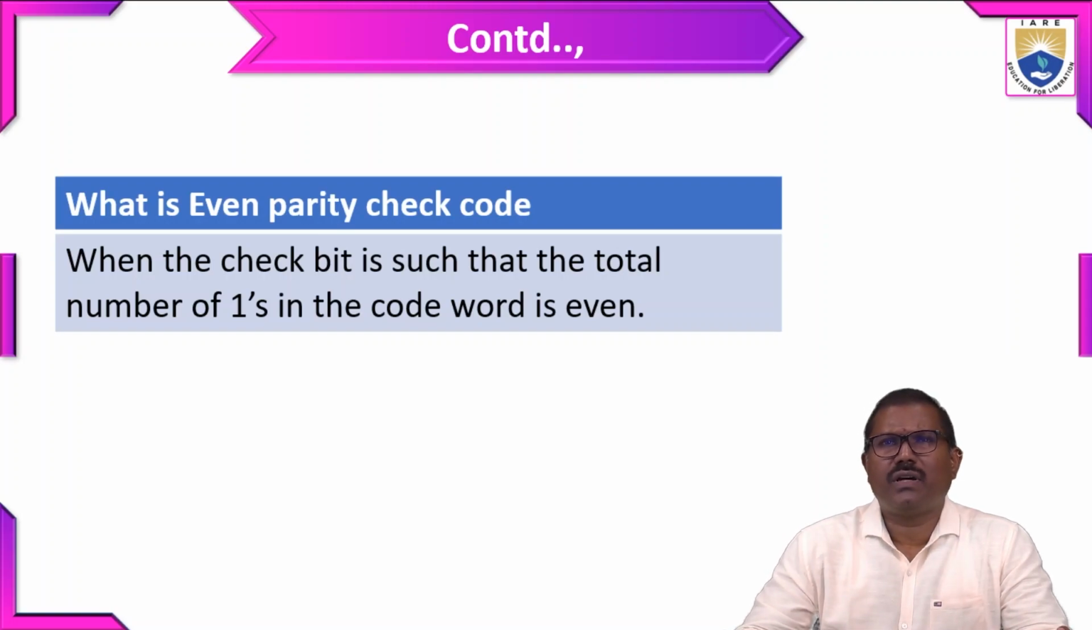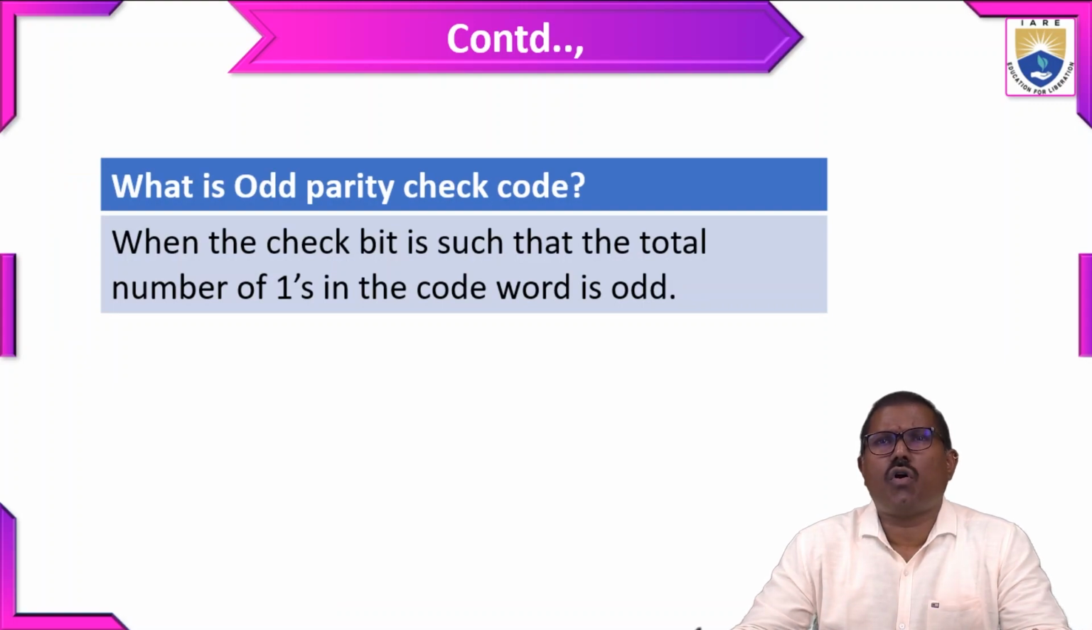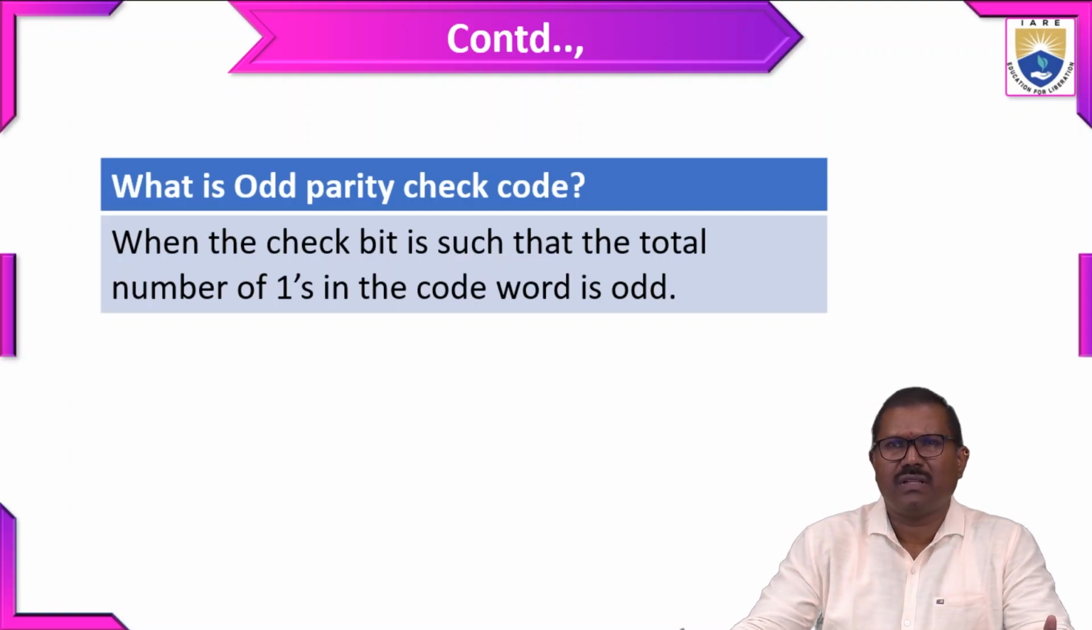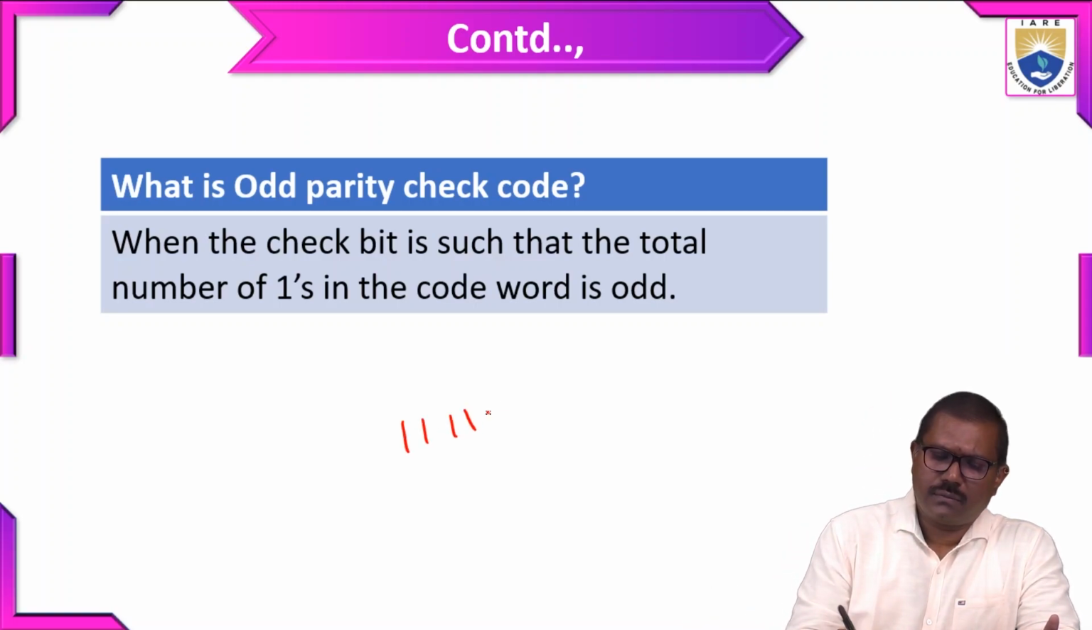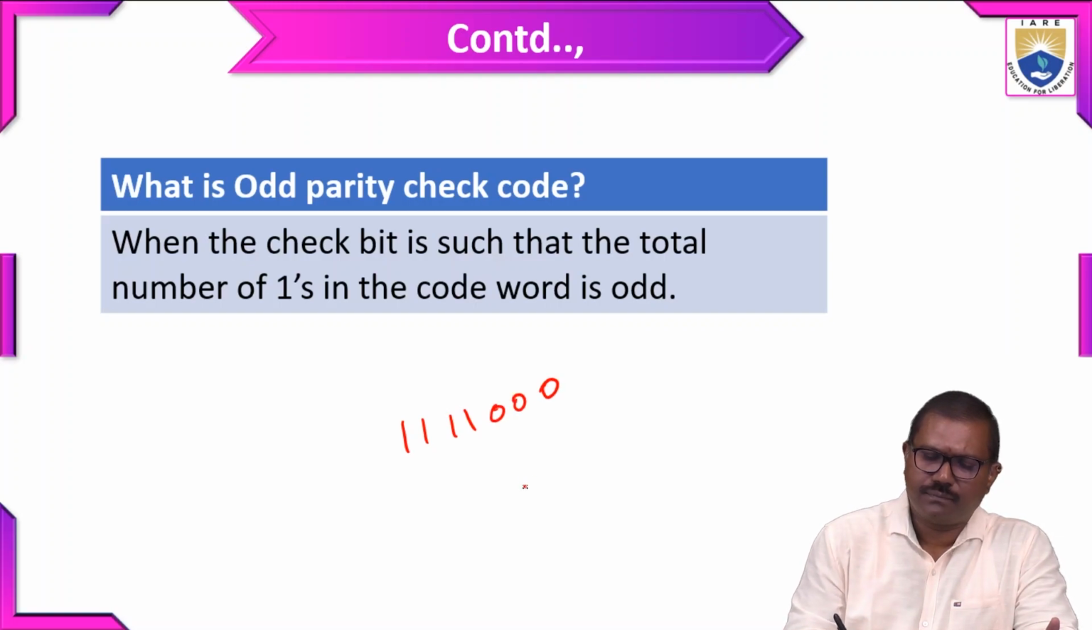Okay, if the total number of ones is even, then it is even parity. What is odd parity check code? When the check bit is such that the total number of ones in the code word is odd. So for example, this is a 7-bit length code. Here the ones are 4, so this is even parity.